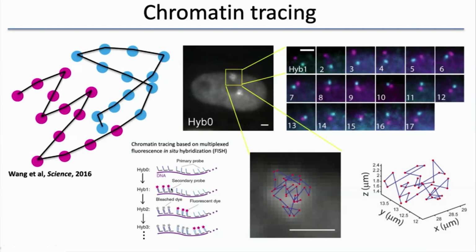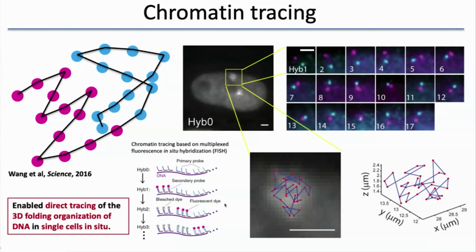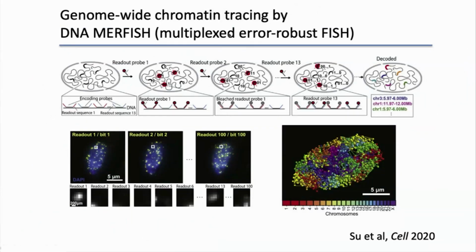Y, Z coordinate of each of these genomic loci that we label, and link the loci positions into the 3D folding path. So chromatin tracing really enabled the direct tracing of the 3D folding organization of DNA in single cells in situ. In this first invention of chromatin tracing, we traced 4 human chromosomes, and soon enough, chromatin tracing went genome-wide. This is work led by Professor Xiaowei Zhuang and team, doing genome-wide chromatin tracing by DNA MERFISH, or DNA multiplex error-robust FISH.